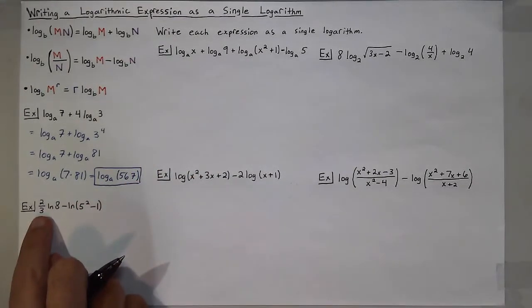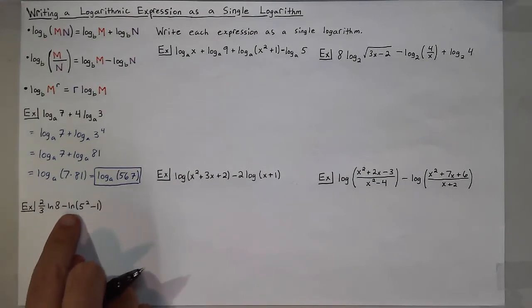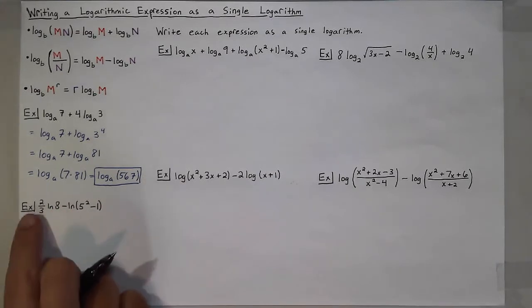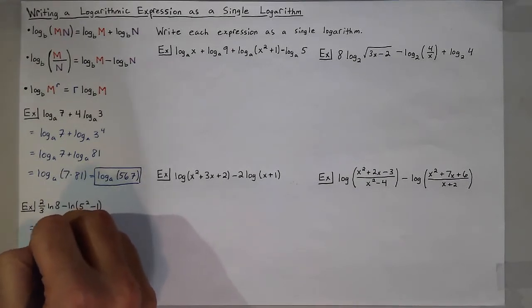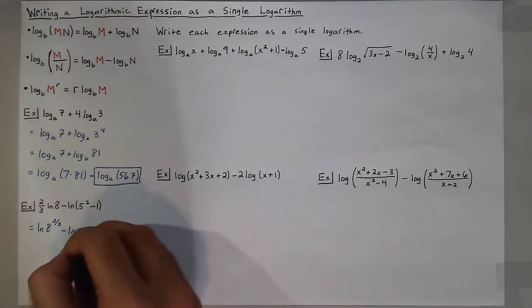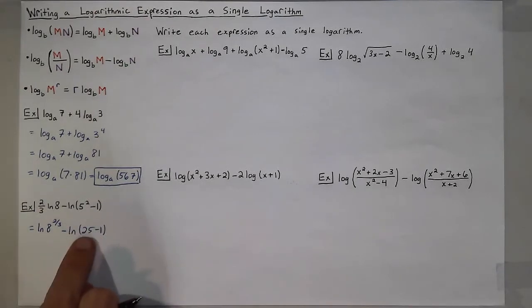Now here I have 2/3 natural log of 8 minus the natural log of 5 squared minus 1. So again, I have 2 natural logs, but I do have a coefficient in front of that first one, so I'll move it to the inside. So I'll have natural log of 8 to the 2/3 minus natural log of 5 squared minus 1, which is 25 minus 1. And before I can combine these, I would just subtract those two. So it can be simplified, and I would raise 8 to the 2/3 power.